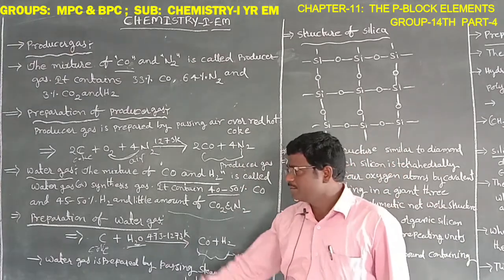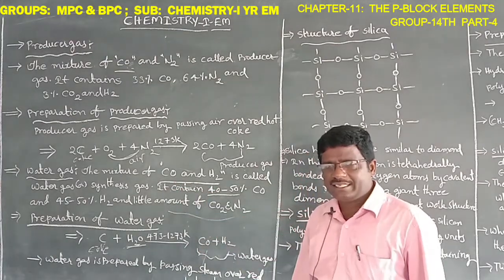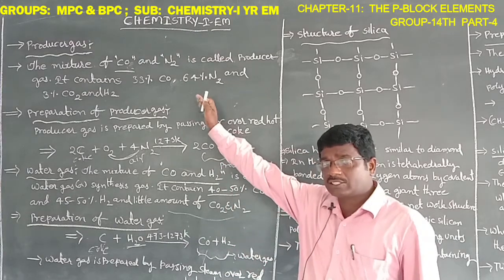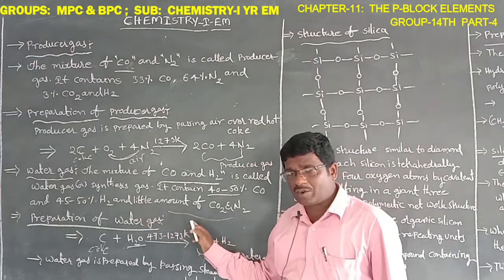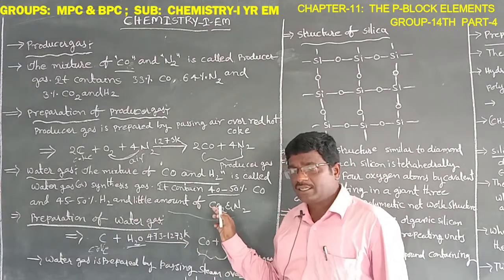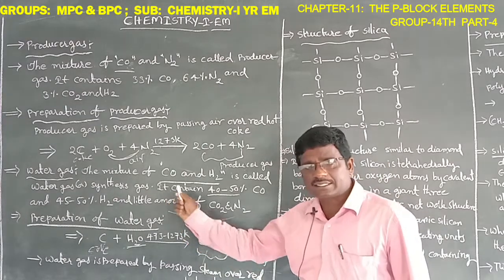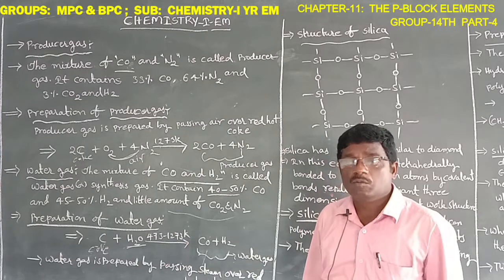Next, water gas. The mixture of carbon monoxide and hydrogen gas is water gas, whereas carbon monoxide and nitrogen gas is producer gas. The mixture of carbon monoxide and hydrogen gas is called water gas, syngas or synthesis gas. It burns with a blue color, so it is also called blue gas.